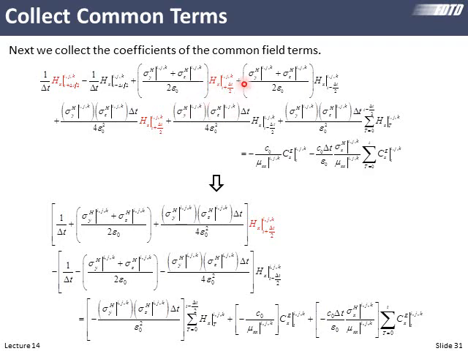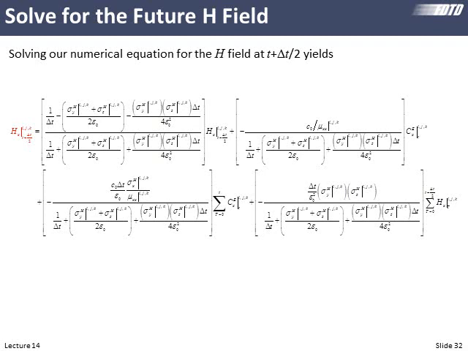So here's where we were on the previous slide. After we collect all the common terms, this is where we are. And notice I'm keeping this h field at the future time step highlighted in red so we can track it. And now we need to solve for it. And when we do that, here's where we end up. This is our update equation.